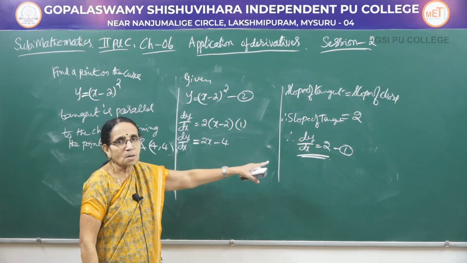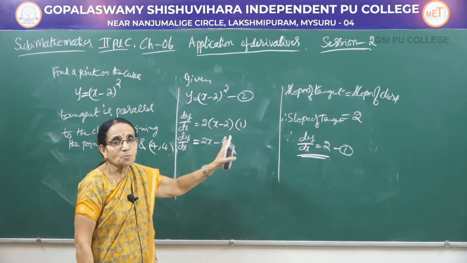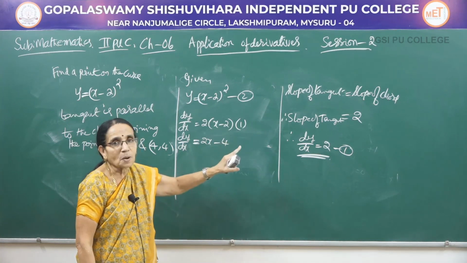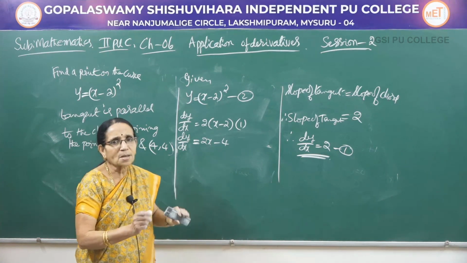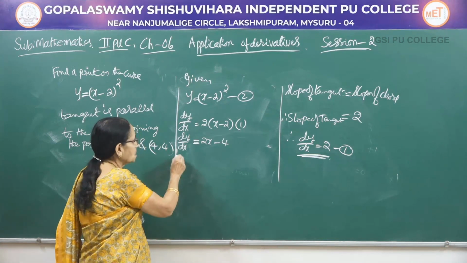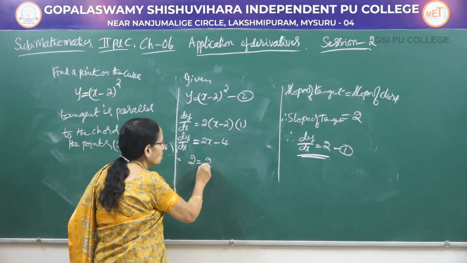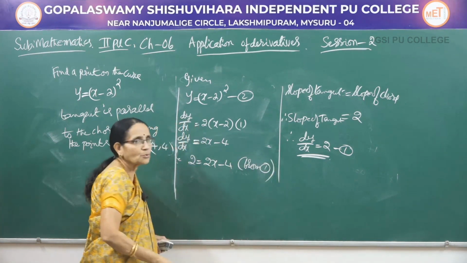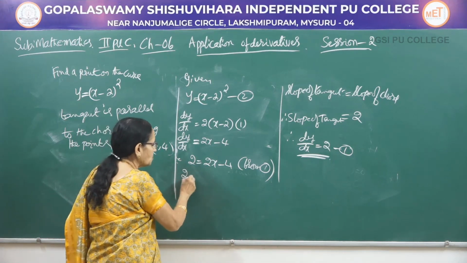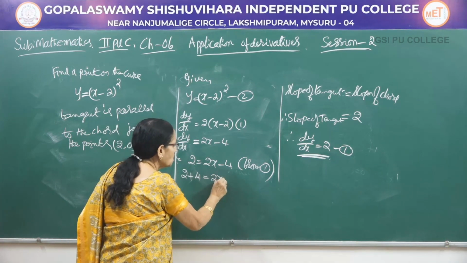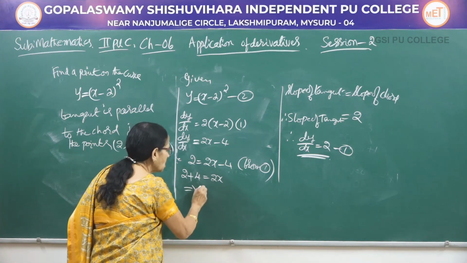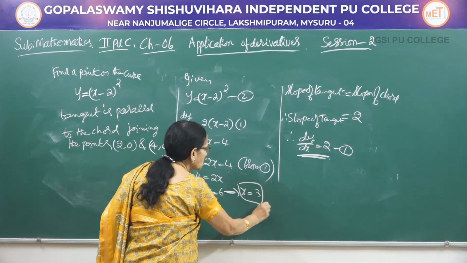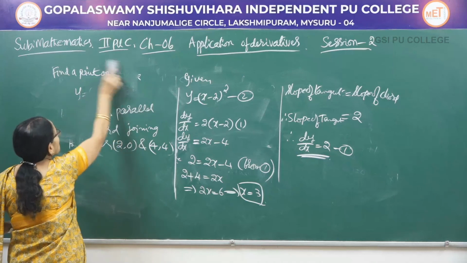So dy by dx is equal to 2x minus 4. But what is dy by dx here? In the previous problem, it was equal to 0 because the tangent was parallel to the x-axis. Here the tangent is parallel to the chord, so the condition is a little bit different. You write 2 is equal to 2x minus 4, referring to result 1. Take 4 to the left hand side: 2 plus 4 equal to 2x. That implies 2x equal to 6, that is x is equal to 3.